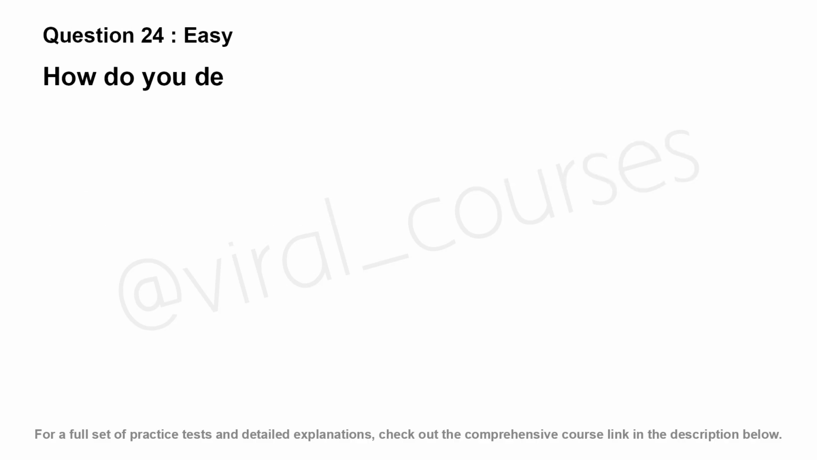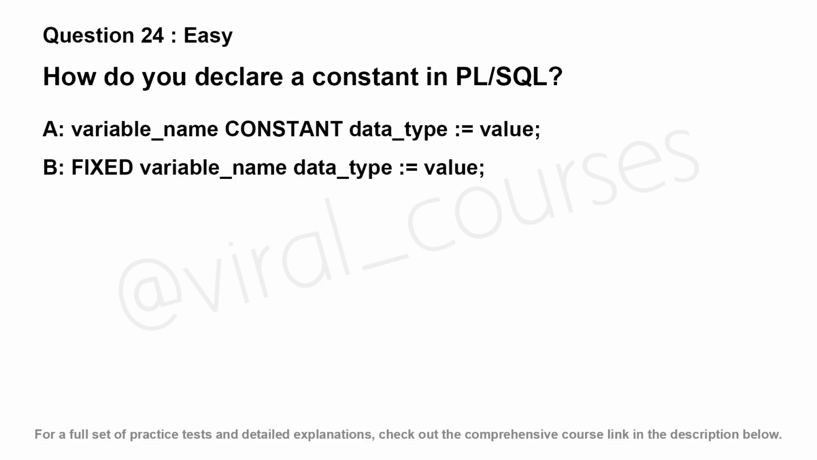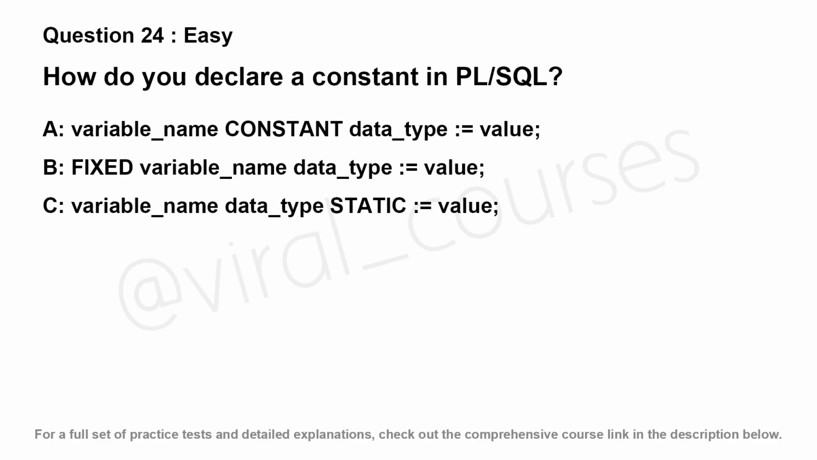How do you declare a constant in PL/SQL? Option A. variable_name constant data_type equals value. Option B. fixed variable_name data_type equals value. Option C. variable_name data_type static equals value. Option D. declare constant_name equals value.